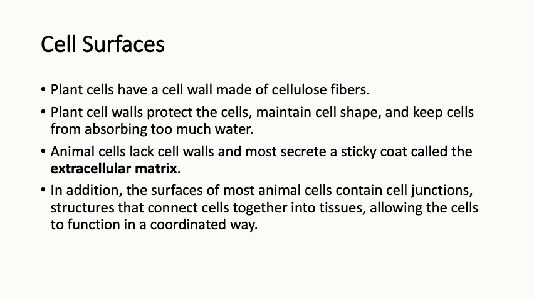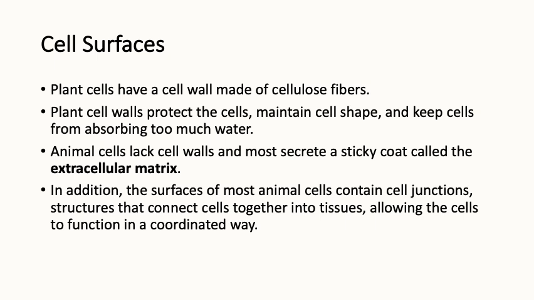The outer surface of cells varies depending on the type of organism. Plant cells have a rigid cell wall made up of cellulose fibers that surrounds the plasma membrane. This cell wall provides protection, maintains cell shape, and prevents excessive water loss. Animal cells lack a cell wall, which allows for greater flexibility.